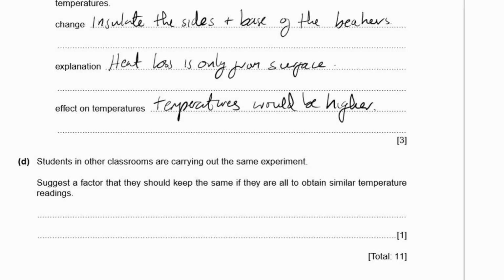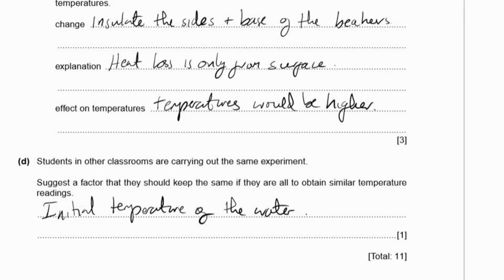Okay. Part D. Students in another classroom are carrying out the same experiment. Suggest a factor that they should keep the same if they are all to obtain similar temperature readings. Well, I think at that point we start off with hot water. It should probably be best if it's all the same temperature, so the initial temperature of the water should be the same.